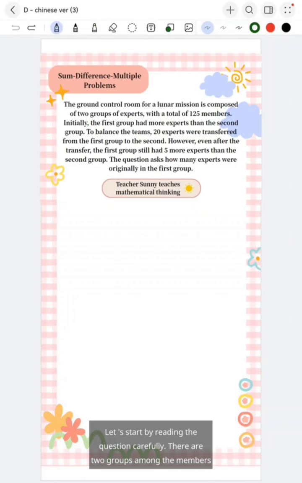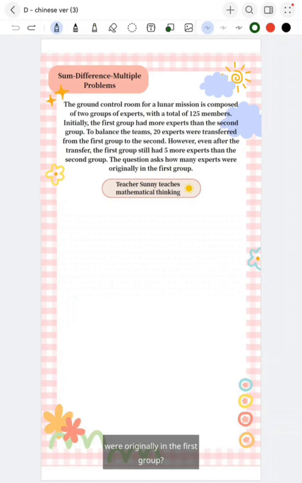There are two groups among the members of the ground control team for the lunar mission, both made up of experts, with a total of 125 experts. Originally, the first group had more people, so 20 experts were transferred from the first group to the second group. However, the first group still has 5 more people than the second group. How many experts were originally in the first group?